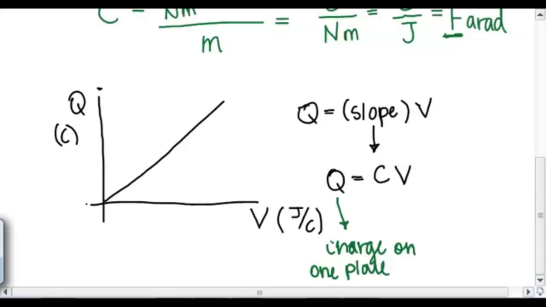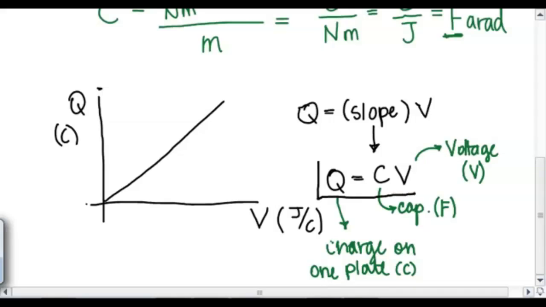So this is the charge on one plate, and charge is measured in coulombs. This is our capacitance, sometimes called a cap, especially if you're abbreviating because you're running out of space, measured in farads. And this is your voltage, measured in volts. So this is the relationship between charge, voltage, and capacitance. Now there's another relationship that I see between these two variables. What do I get when I multiply coulombs and joules per coulomb?